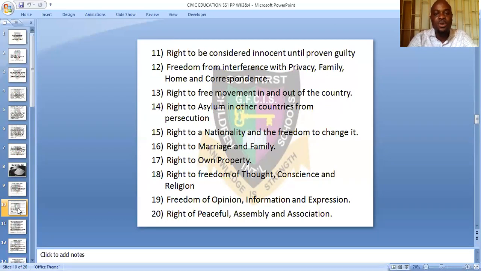Article 16, right to marriage and family. Article 17, right to own property. Article 18, right to freedom of thought, conscience, and religion. Article 19, freedom of opinion, information, and expression. Article 20, right of peaceful assembly and association. I hope you guys are saying it after me as I've been saying it.